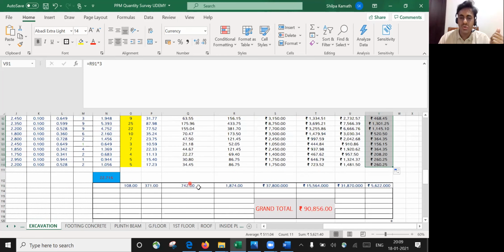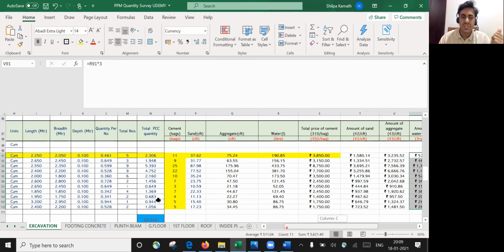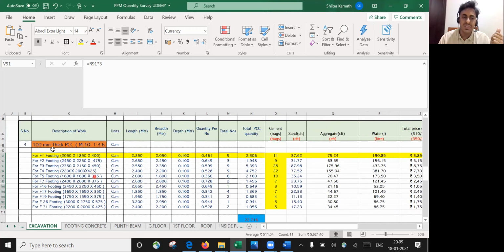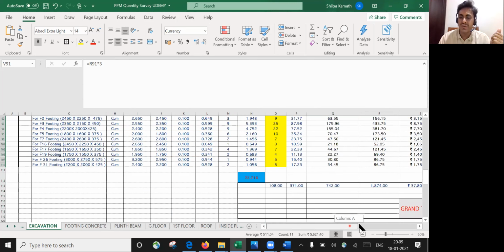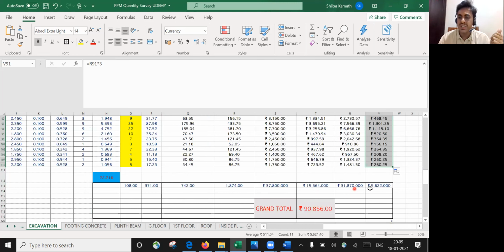Coming to the grand total, how much cost is required if you want to do this much amount of PCC? For all this footing, if you want to do a PCC of 100 mm using this ratio, what is the total cost I require? The total cost will be, try to add this 37,000 plus 15,000 plus 31,870 plus 5,622. I hope you know how to do that.